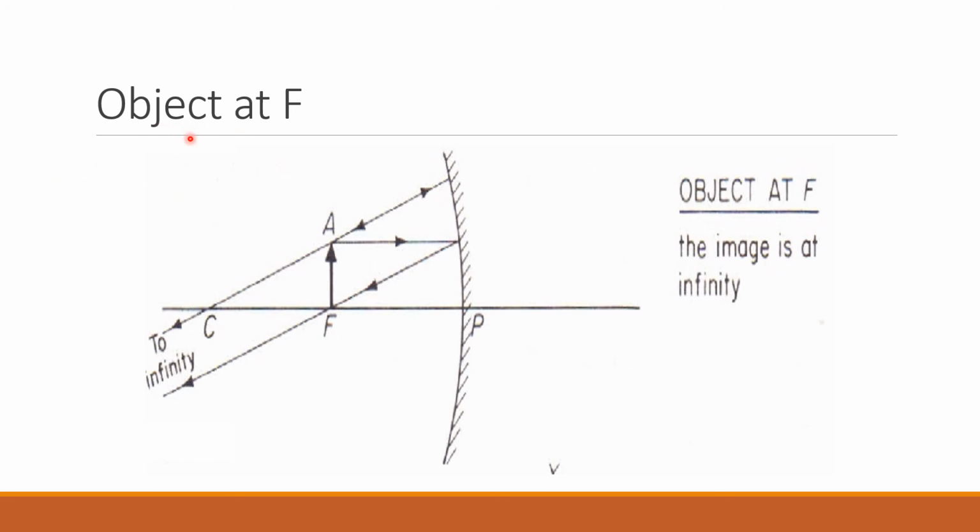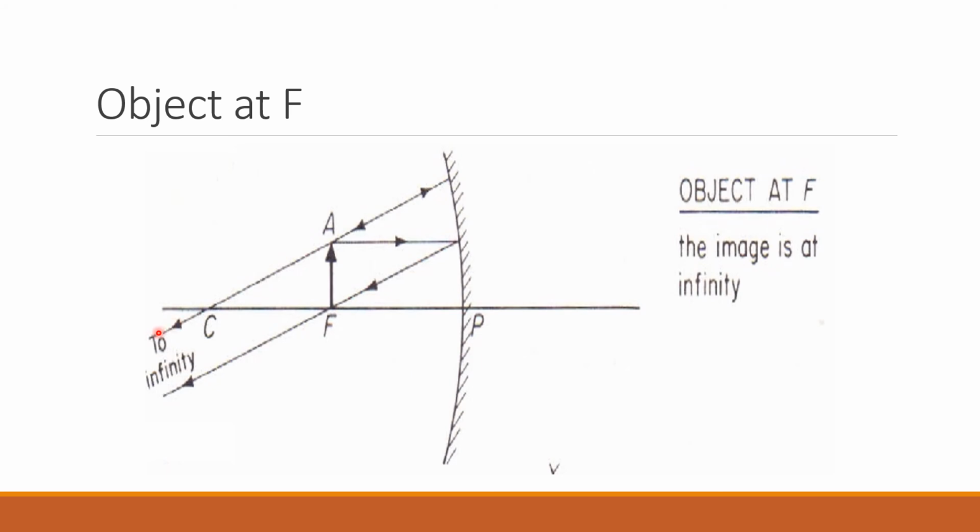Now let us consider when the object is placed at your focus, principal focus, capital F. When the object is placed at your focus, capital F. Fine. This FA is your object. Now let us consider your first ray. This is the first ray. It moves parallel to the principal axis. After reflection, it passes through the focus. Fine. Now consider your second ray. This second ray moves in this direction. After reflection, it passes through the center of curvature.